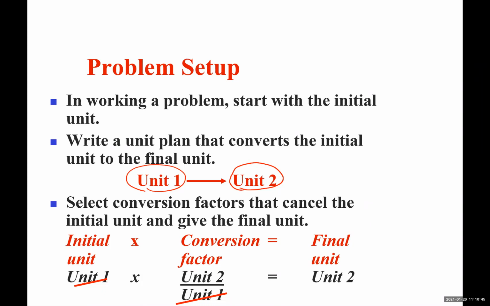If I want to convert unit 1 to unit 2, obviously unit 1 must cancel. So in my conversion factor, I write unit 1 on the bottom. The unit I'm converting into, I write on the top. And I relate top to bottom. How do I relate top to bottom? From the equation which is coming from the exam table or from the book.